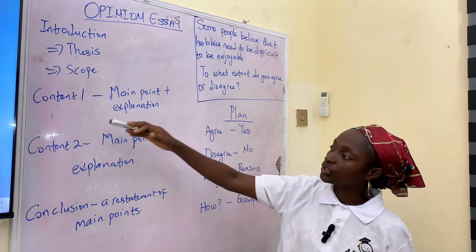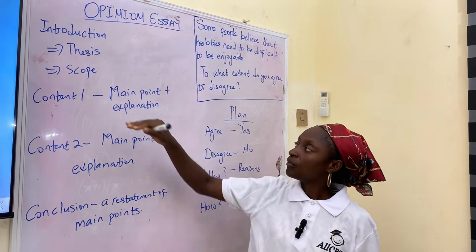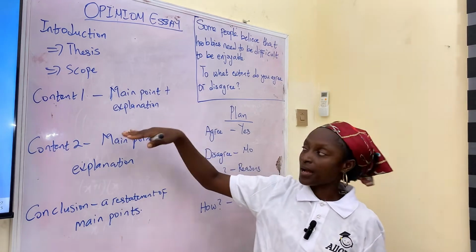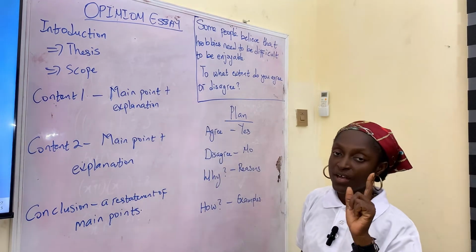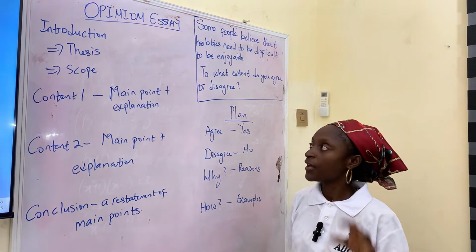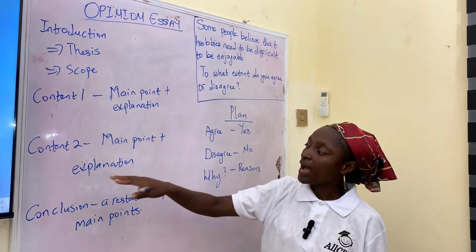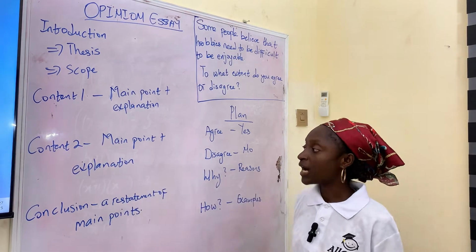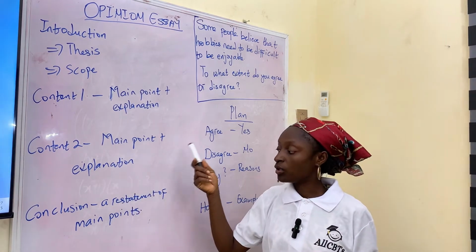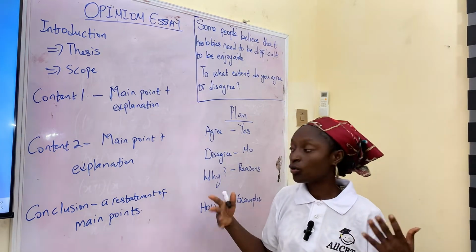Now, after the introduction, the next paragraph is the content or body paragraph. This is often the second paragraph in your essay. So the first content paragraph would have your first main point as well as the explanation of the main point. While your second content paragraph would have your second main point as well as the explanation of the second main point. Now this explanation could have examples or not.